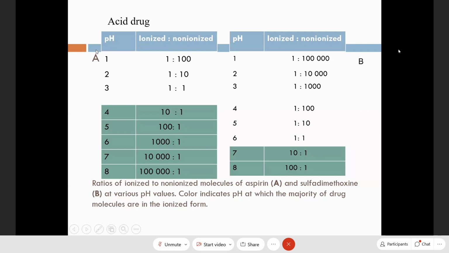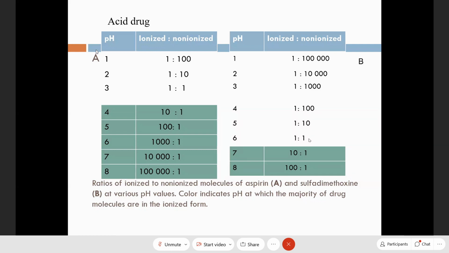I just want to... Okay. So B is a sulfur drug. An example of a sulfur drug. What is the pKa here? 6. Yes, 6. Okay, you understood.